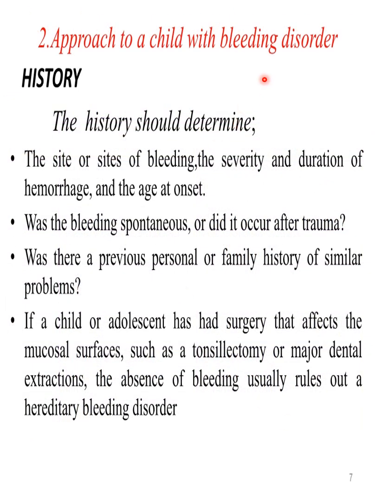Now, what is the approach to a child with a bleeding disorder? The history is of ultimate importance, because the history is going to determine what the site or sites of bleeding are, what the severity and duration of the bleed once it starts are, and what the age at onset was. The earlier in age a bleeding disorder starts, it implies that the process is of a certain severity. Was the bleeding triggered, or is it spontaneous? Is there any previous, personal or family history of similar bleeding problems in the family?